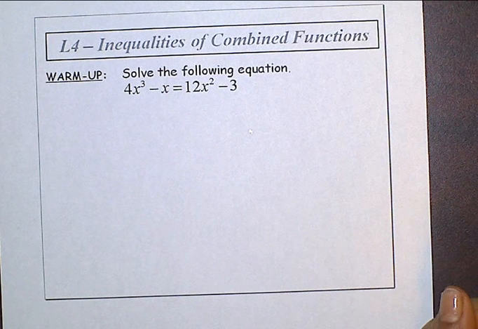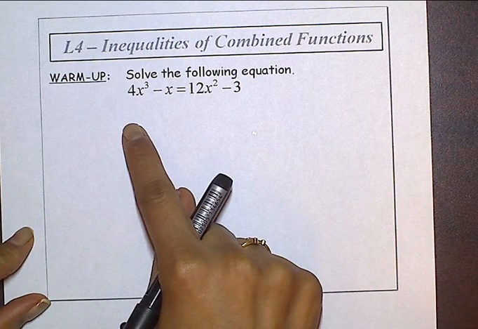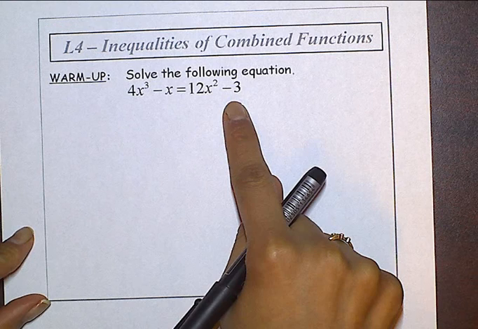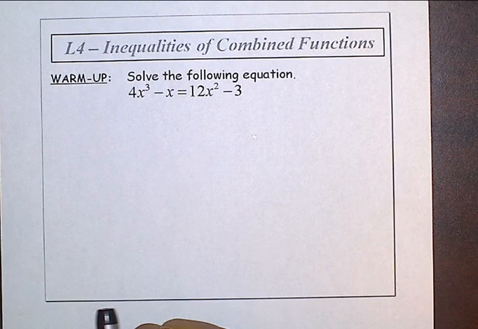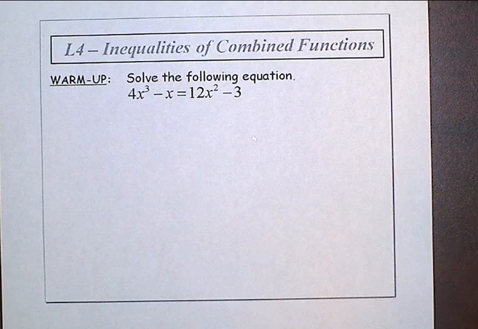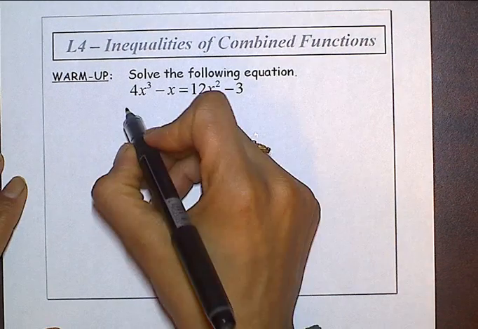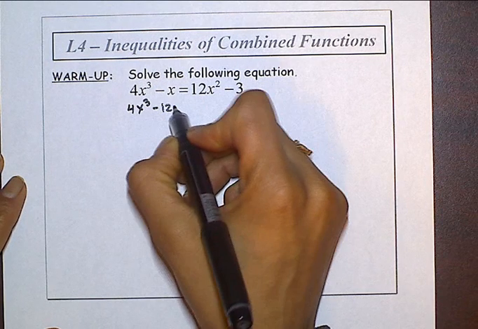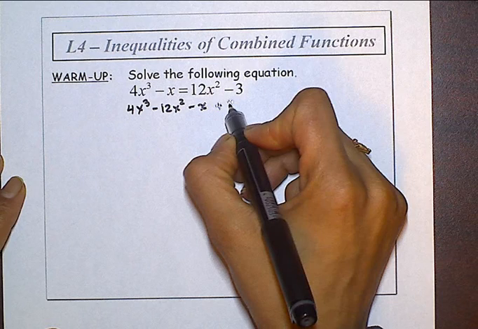It says solve the following equation. And if you notice here, this equation right here is a cubic equation. I'm just going to move everything to one side, and we would have to use long division and the factor theorem to be able to solve this equation. So just moving everything to one side first, I have 4x cubed minus 12x squared minus x plus 3 equals 0. I've already rearranged it as I moved it over.